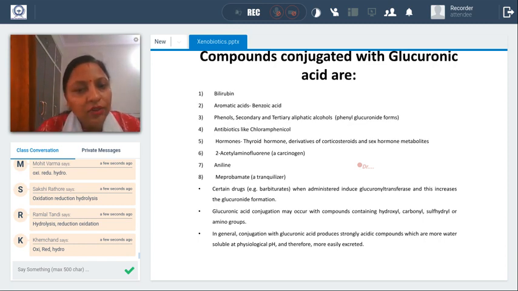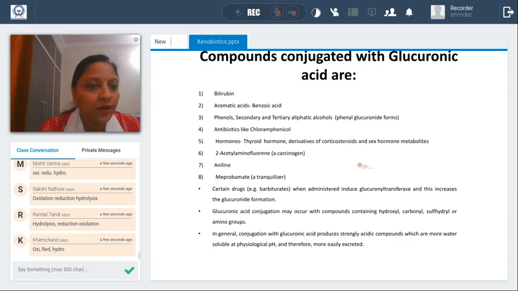Glucuronic acid conjugation may occur with compounds containing hydroxyl, carbonyl, sulfhydryl, or amino groups. In general, conjugation with glucuronic acid produces strongly acidic compounds which are more water soluble or hydrophilic at physiological pH, and therefore are easily excreted in urine. So these are the compounds conjugated with glucuronic acids: bilirubin, aromatic acids, phenol, antibiotics, hormones, aniline, and certain drugs.